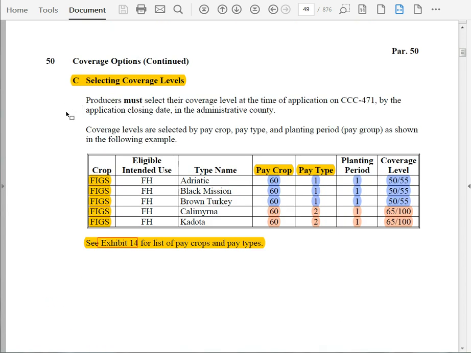Producers can select varying levels of coverage for their crops. The only limitation is that crops that fall into the same pay crop and pay type must have the same coverage level selected. In this example, we see that the producer selected basic coverage for figs, highlighted in blue, and buy-up for the figs highlighted in red. In this case, we're looking at a single crop, figs, but because there are two different pay types for the figs, pay type 1 and 2, the producer was able to select different coverage levels, basic and buy-up.